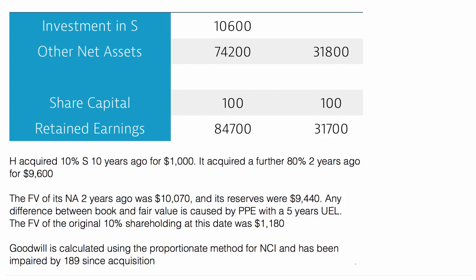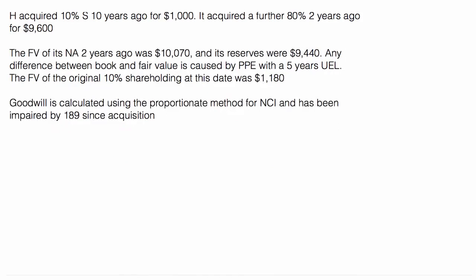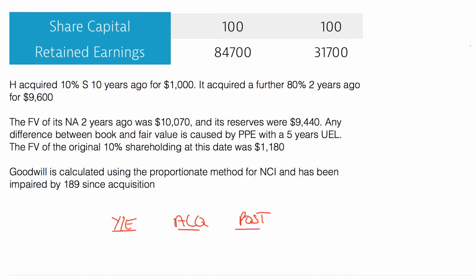Okay, let's have a look at this question then. So it's a step acquisition question, and as usual though, we just get straight on with S's equity table. So we have year end, we have acquisition, we have post acquisition. Whatever goes into S's equity will go in here. So share capital and retained earnings, straight from the question though, 100 and 31,700.